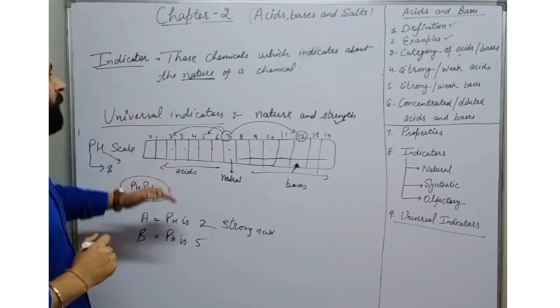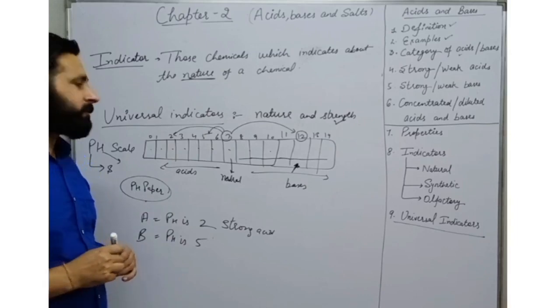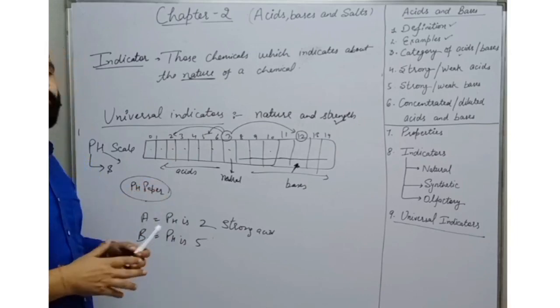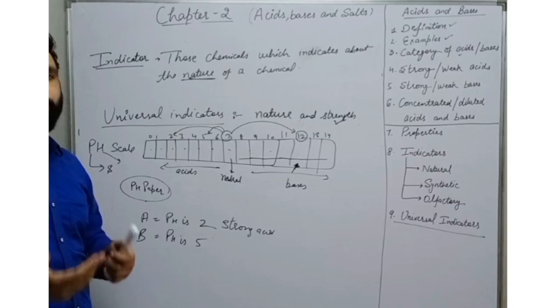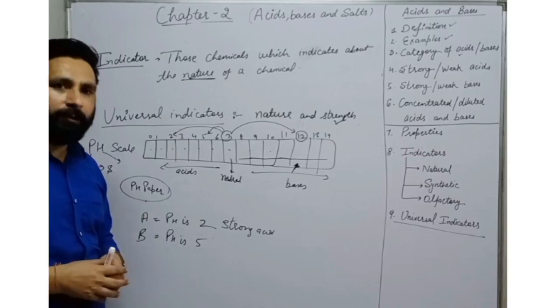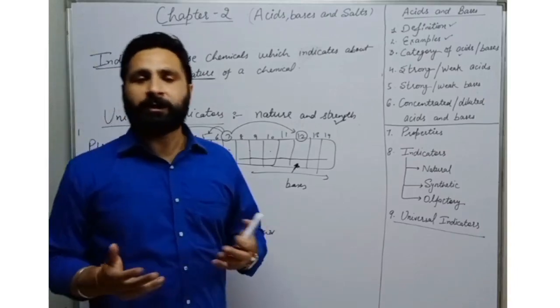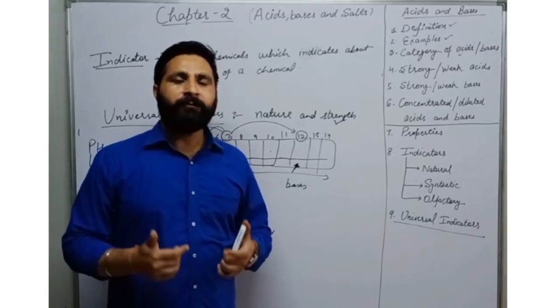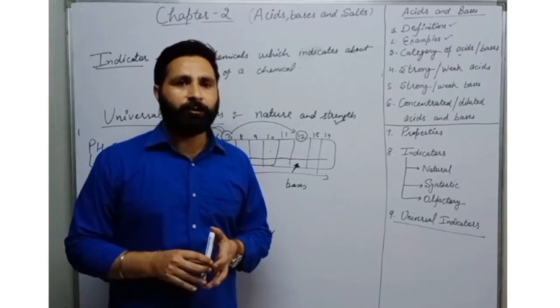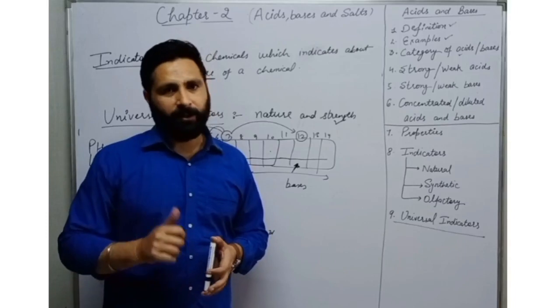So these are universal indicators, and there how we can say that it is a strong acid, or how can we compare. I hope today's lecture is clear to you. Just see videos again and again if you are having any query. Clear beta? All the best.